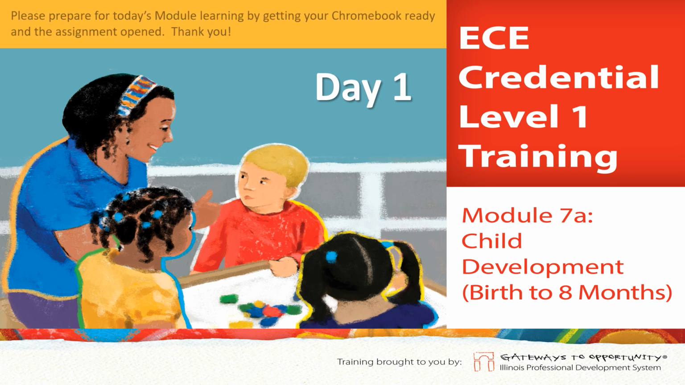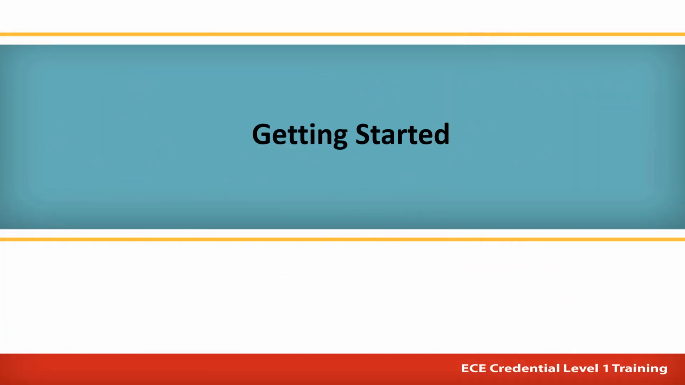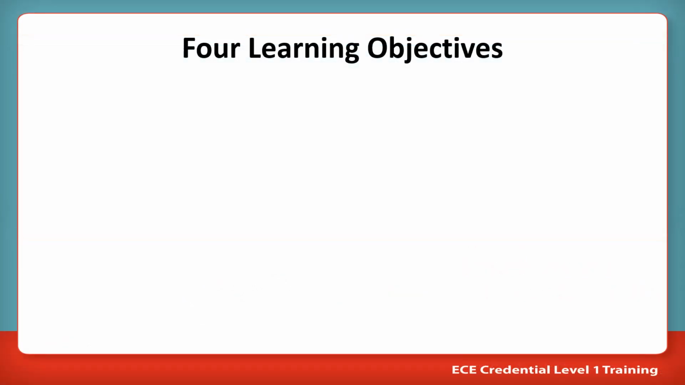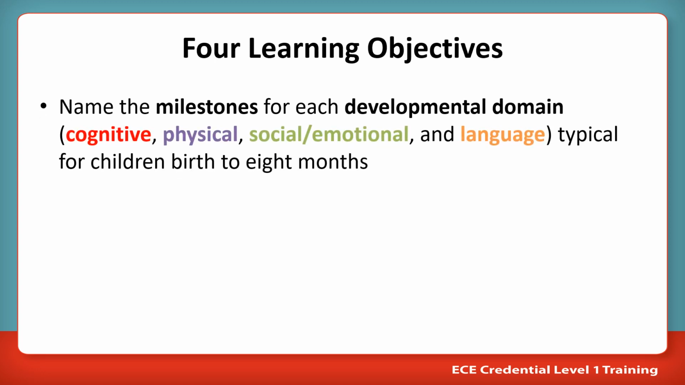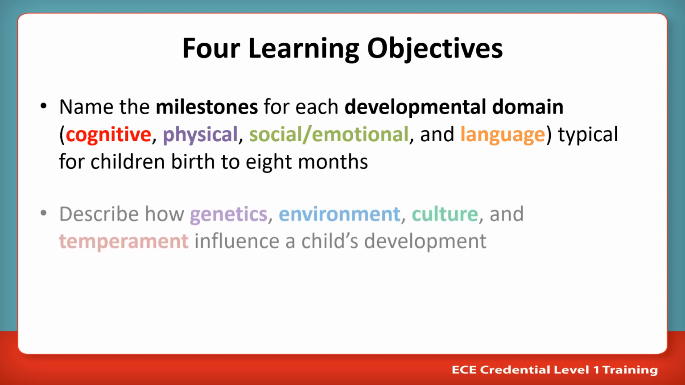So here we go. This is Module 7A, Child Development from Birth through Age 8. Getting started, I'll share with you the 4 learning objectives. The first one is to name the milestones for each developmental domain. And remember, the developmental domains are cognitive, physical, social, emotional, and language that are typical for children from birth to 8 months of age. So we're going to learn about what kids can do at different ages.